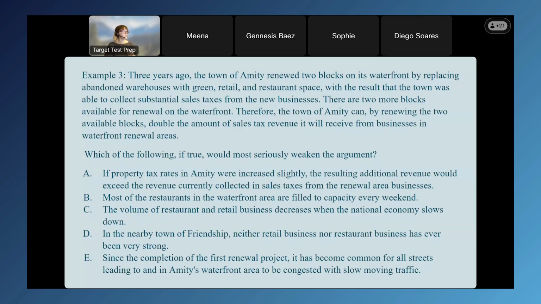All right. 3 years ago, the town of Amity renewed 2 blocks on its waterfront by replacing abandoned warehouses with green retail and restaurant space, with the result that the town was able to collect substantial sales taxes from the new businesses. There are 2 more blocks available for renewal on the waterfront. Therefore, the town of Amity can, by renewing the 2 available blocks, double the amount of sales tax revenue it will receive from businesses in waterfront renewal areas.